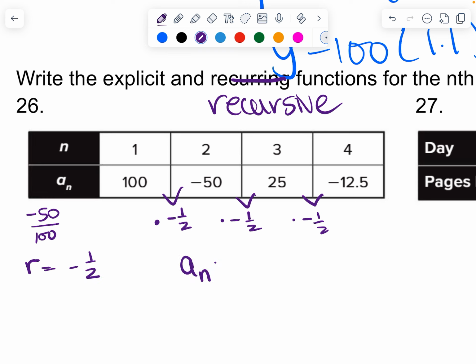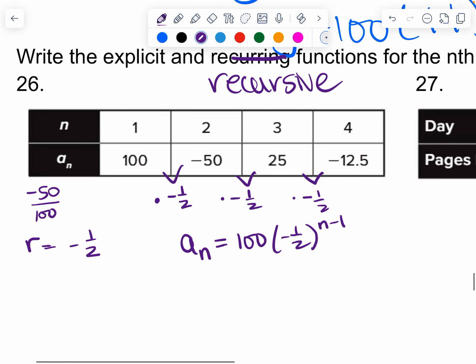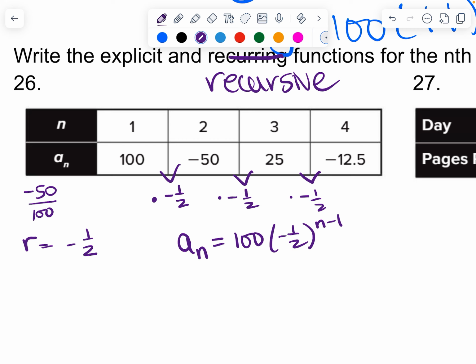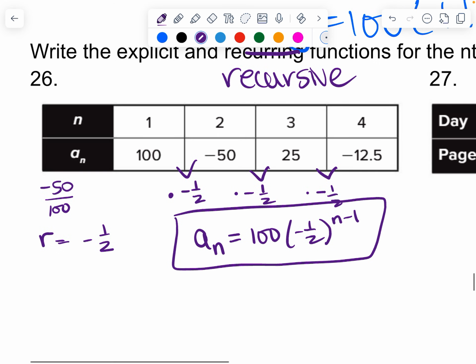So a sub n equals a sub 1, which is 100, times negative 1/2 raised to the n minus 1. Remember, when it's talking about a sequence, you're starting with the first term, not the zero term, so you have to have the n minus 1. So this is our explicit formula.